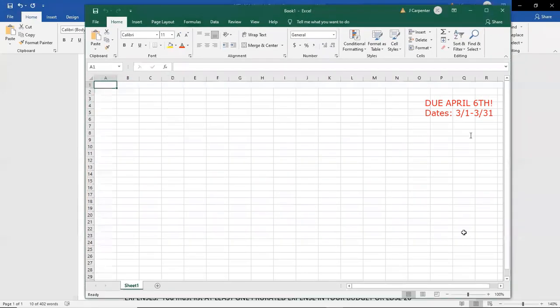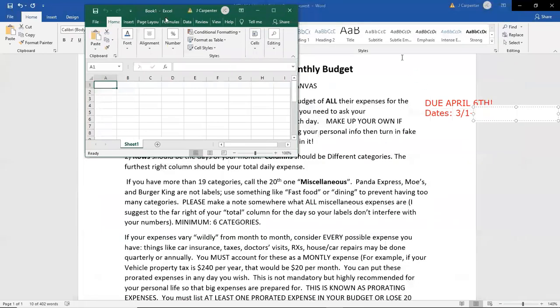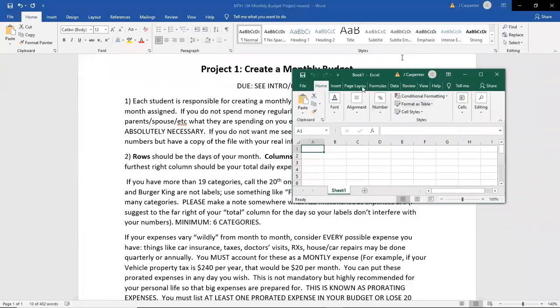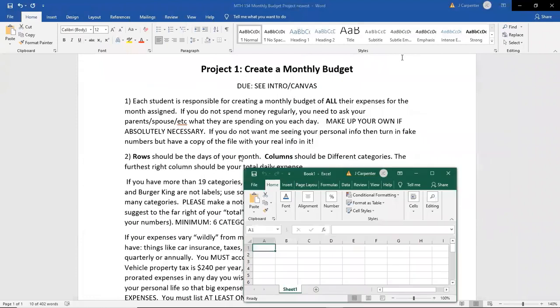So again, what we've said, let me just kind of shrink this so we can see a little bit of everything. Sure, there we go. Rows should be the days of your month. Row 1, row 2, row 3, you can see those. Columns should be your different categories. Column A, column B, column C, column D.